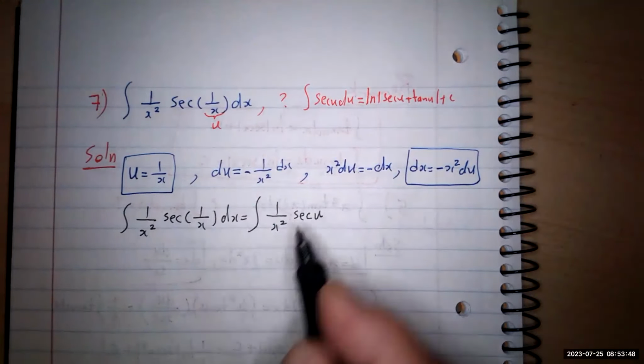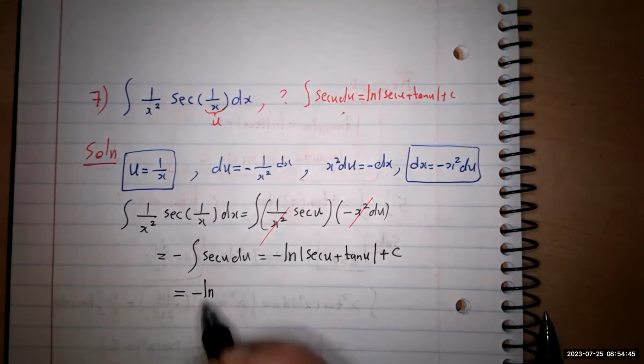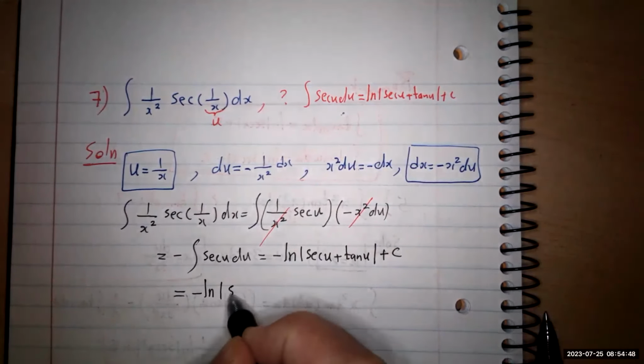Now we know from the formula that this is going to be ln of the absolute value of secant of u plus tangent of u. So you have to do the extra job to get to the formula that you know. Okay, so then of course you have to substitute for u. u is 1 over x. So the final answer would be negative ln absolute value of secant of 1 over x plus tangent of 1 over x, plus the constant c. That gives you the final answer.